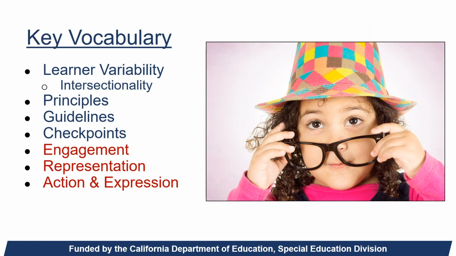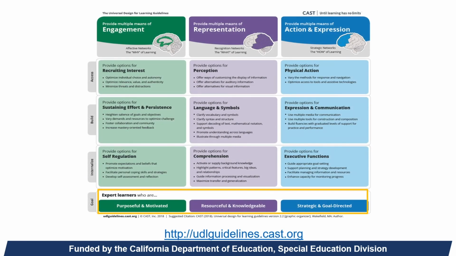The goal is that we use the principles of multiple means of engagement, representation, and action and expression to create expert learners. We want every student to be purposeful and motivated, students that have the persistence to work through challenging situations and believe in themselves. Know that they have the ability to be resourceful and knowledgeable, believe that they can solve problems. Lastly, we want our students to be strategic and goal-directed, independent and self-directed. As previously mentioned, in Module 2, we will take a closer look into how we can use the UDL guidelines to remove learning barriers and create expert learners.